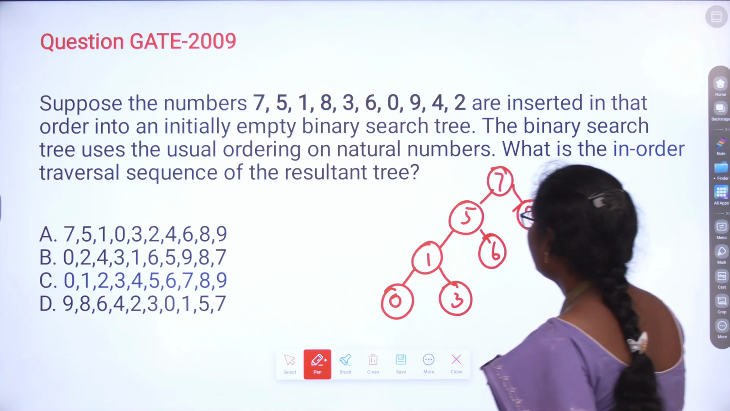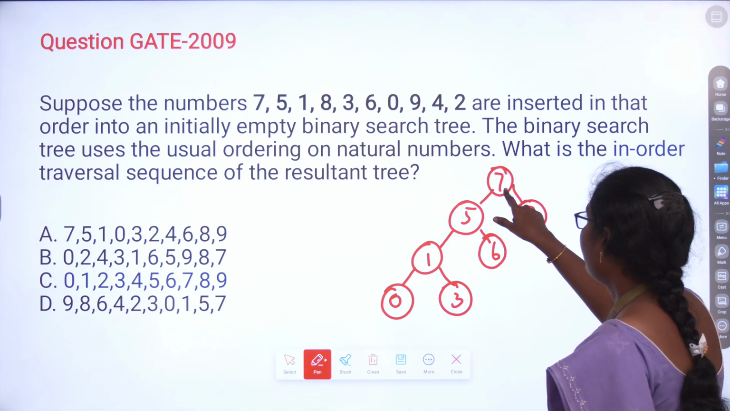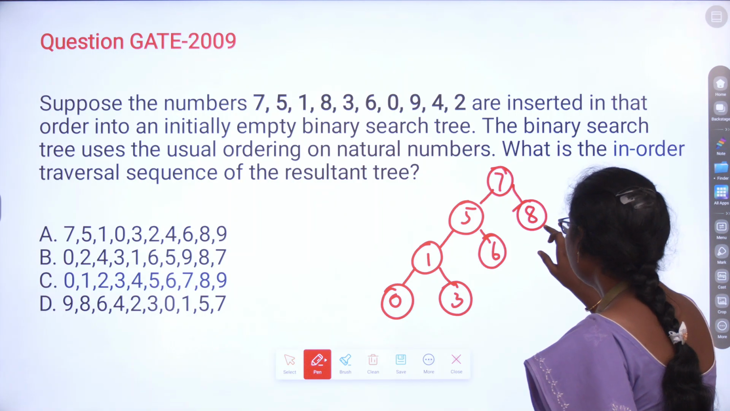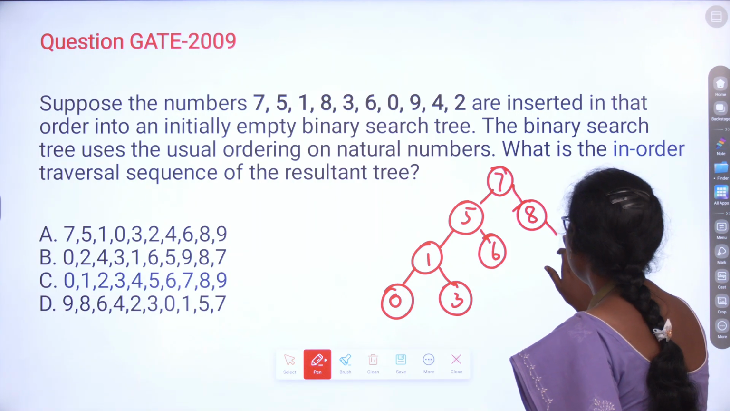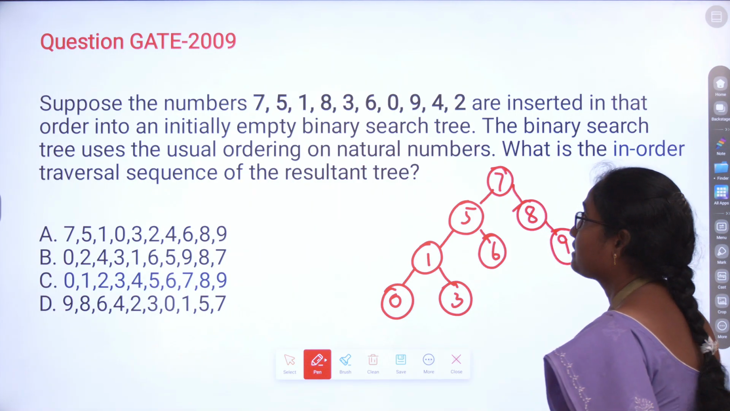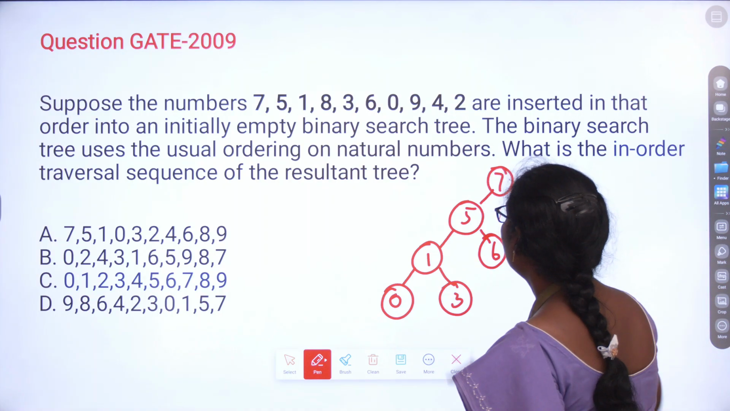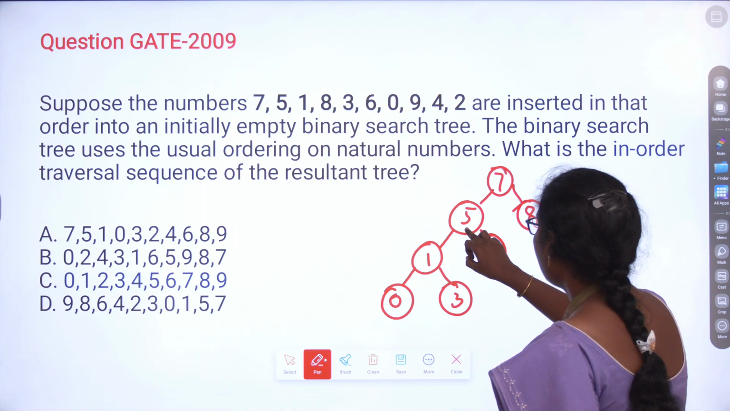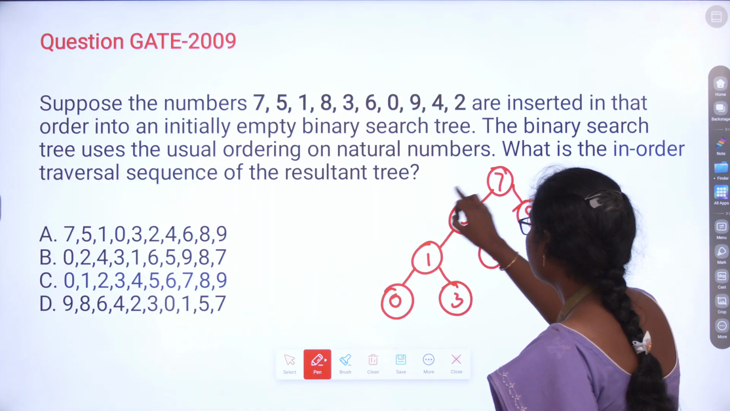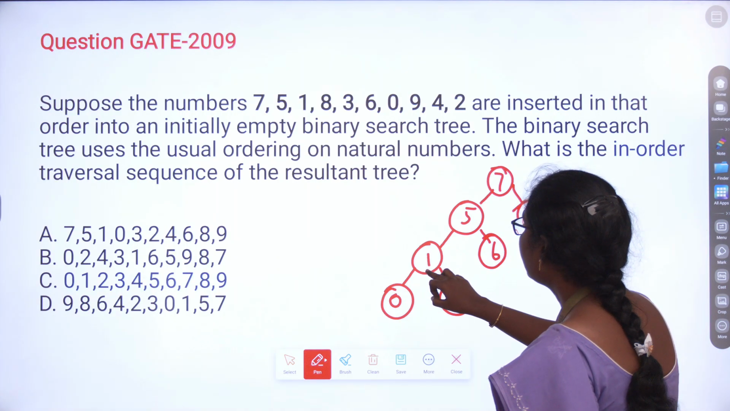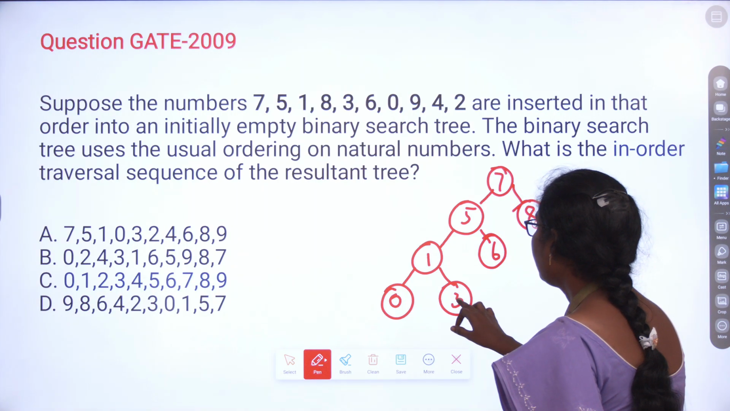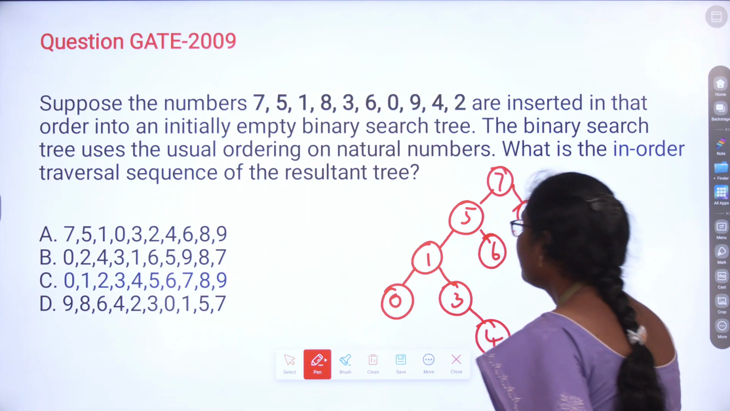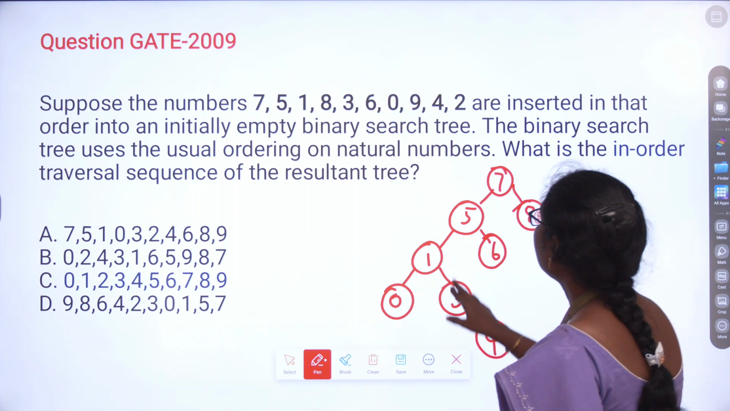Next element is 9. Compare 9 with 7, which is greater, move on to the right side. Compare with 8, 9 is greater than 8, insert at the right side. Next element is 4. Compare 4 with 7, which is lesser. Compare with 5, which is lesser. Compare with 1, which is greater. Then compare with 3, which is greater, so insert at the right side of 3.